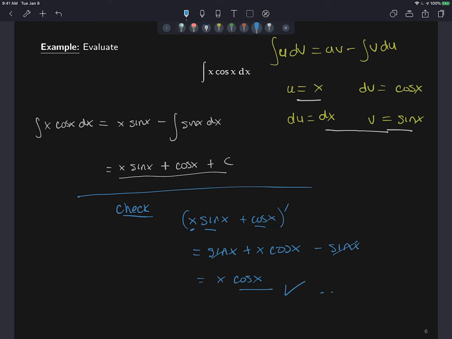Okay, so this is how integration by parts works, and a few examples.